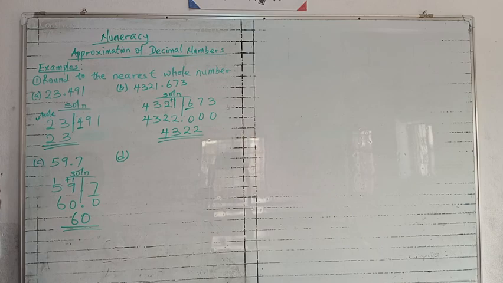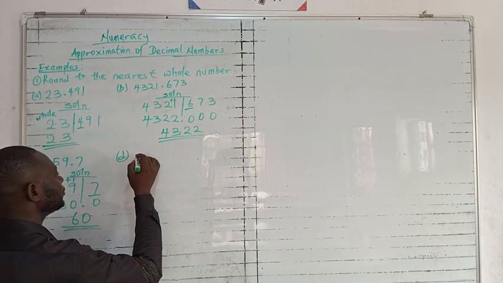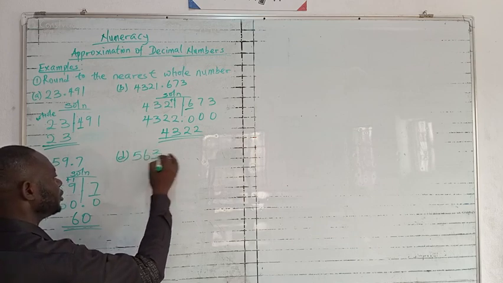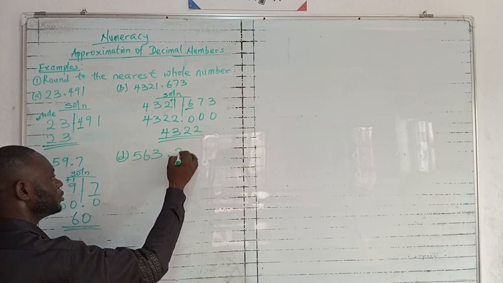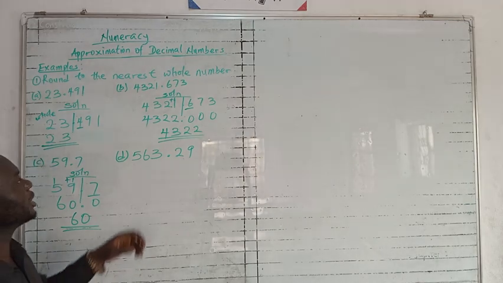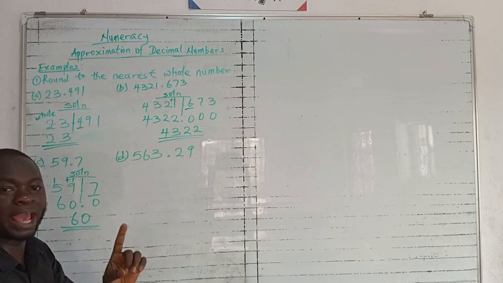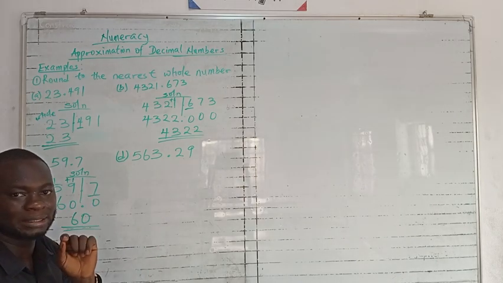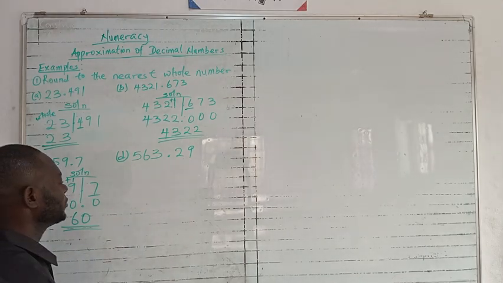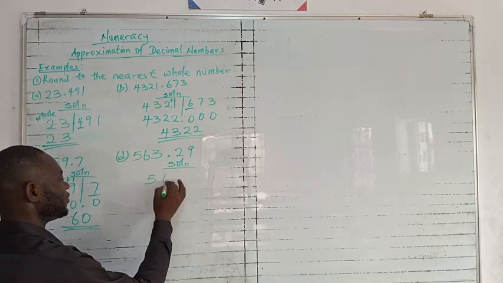And finally, for the whole numbers, round, let's say here to be 563.29. If you watch, you notice that as I am pronouncing the decimal values, I call them digit by digit. Why? Because they are not up to 1 unit. Okay? So this is 563.29, and I want to round it to the nearest whole number.